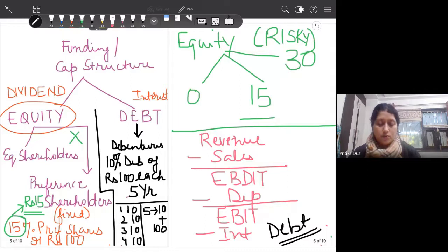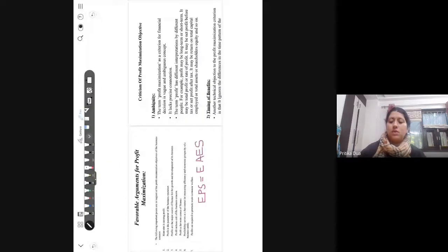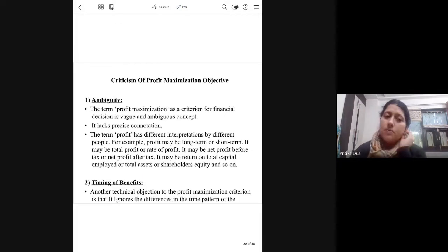Okay, then let's move back. So now when you talk about favorable arguments or merits of a concept, we also discuss the criticism of the concept, equally important. Why does this concept require an improvisation, or why is the second objective better than the objective of profit maximization? So let's move to the first reason for the same, which is ambiguity.